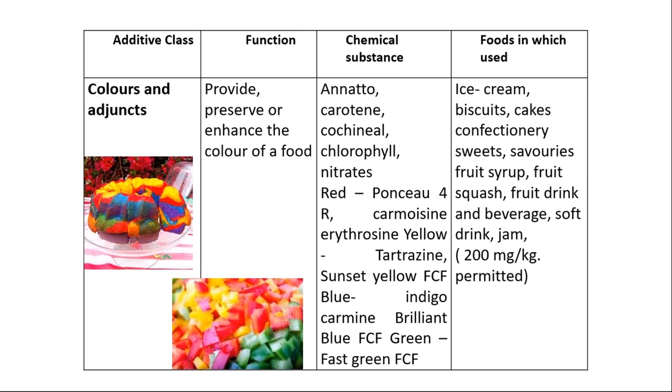Then a large number of synthetic colors, about 8 synthetic colors, are allowed. But these synthetic colors are restricted for use in many products. They are permitted for use in only some products, and there is a limit on them. The upper limit is 200 ppm or 200 milligrams per kilogram. So you find colors in ice cream, biscuits, cake, confectionery, fruit drinks, fruit syrup, jam, etc.